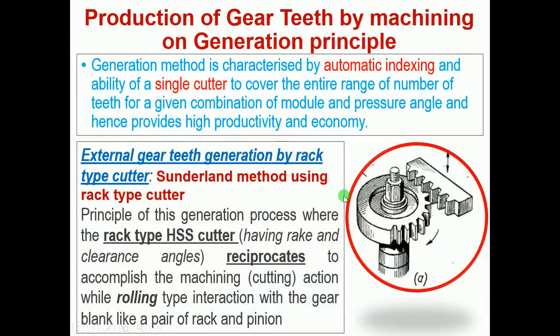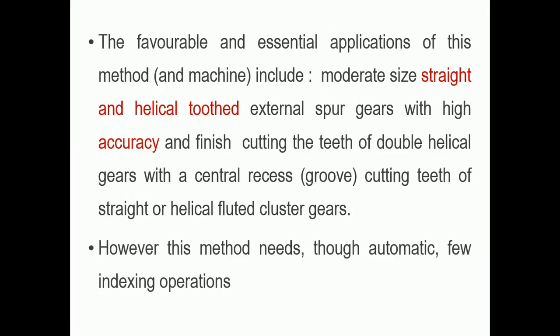Okay. Now the favorable and essential applications of these methods and machines include moderate size, strength, and helical toothed external spur gears with high accuracy and finish, cutting the teeth of double helical gears with a central recess, and cutting teeth of straight or helical fluted cluster gears. However, this method needs automatic or few indexing operations.